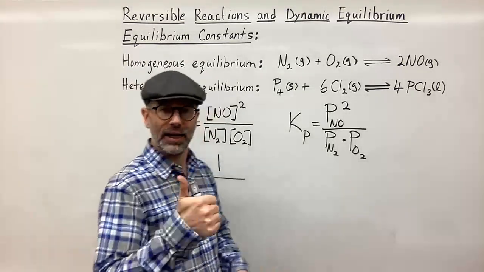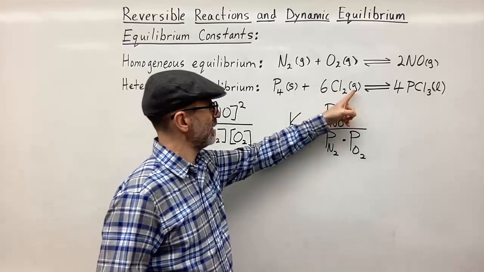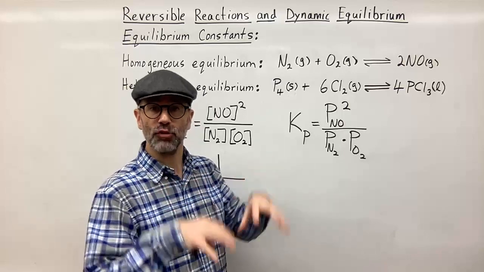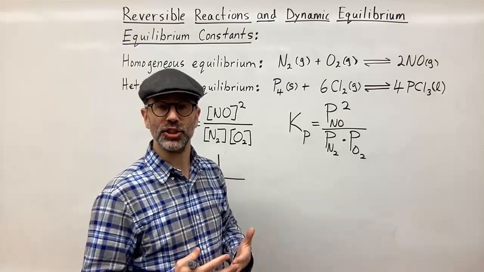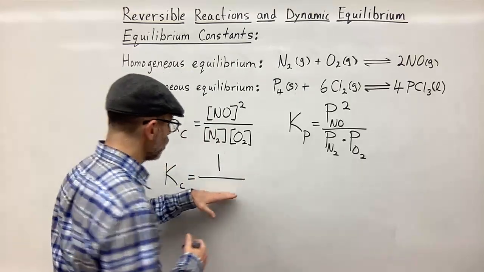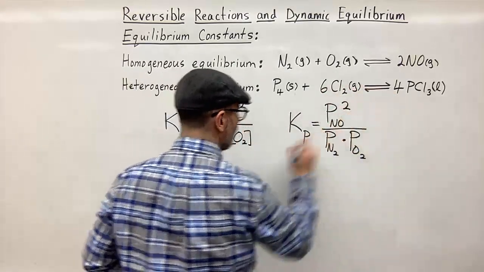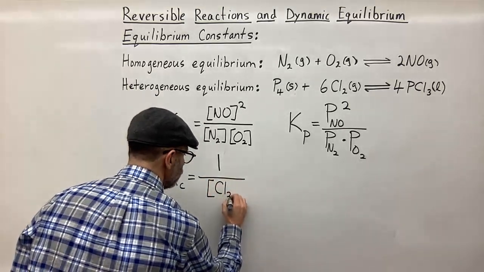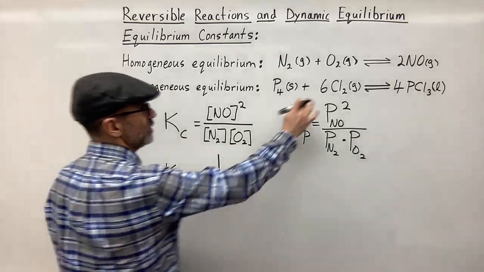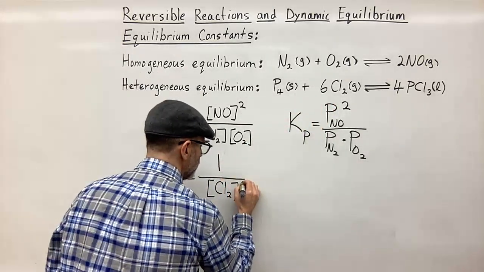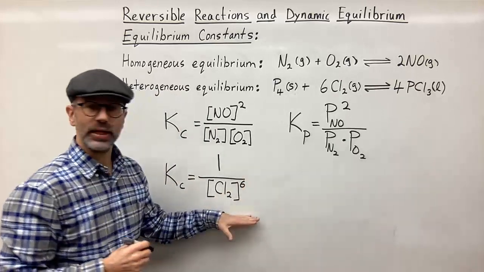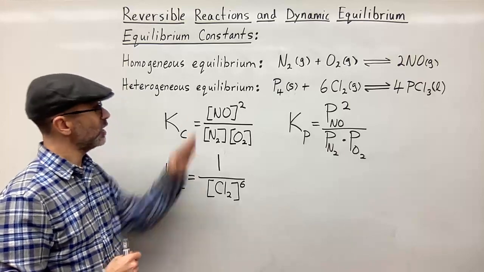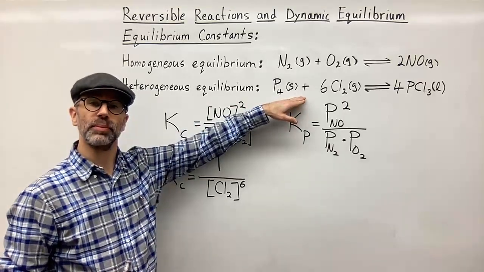Gas is good. So if you have anything that's gas or aqueous, aqueous is good too because aqueous is something dissolved in water, and so you can change the concentration of that. But we don't have aqueous here, we just have gas. So I'm going to put the concentration of Cl2, and then since there's a coefficient 6 here, it's going to be raised to the power of 6. So then this is the equilibrium constant expression for this equilibrium here.